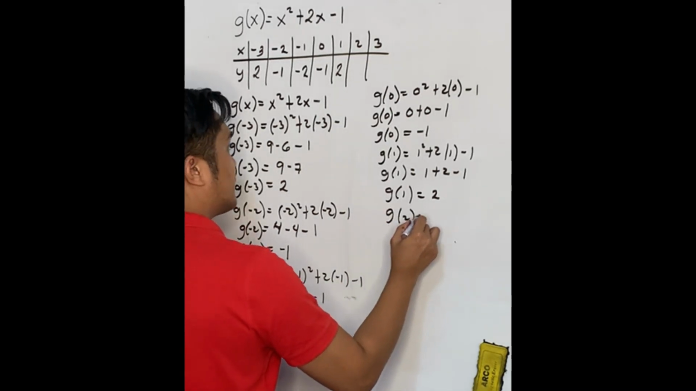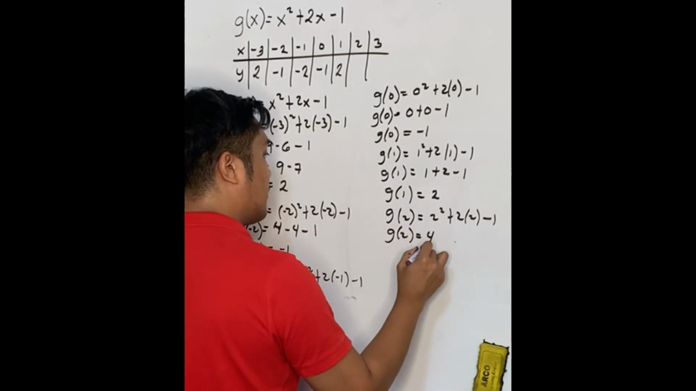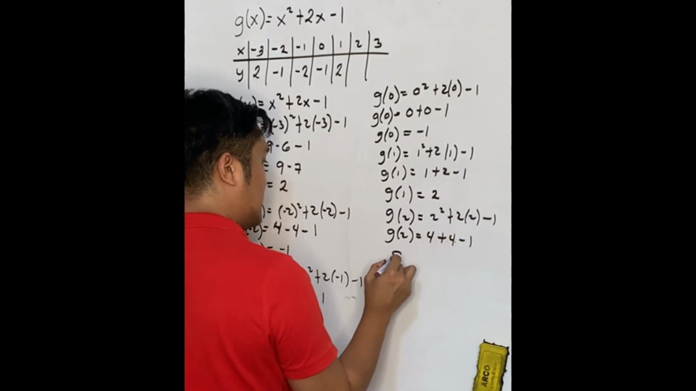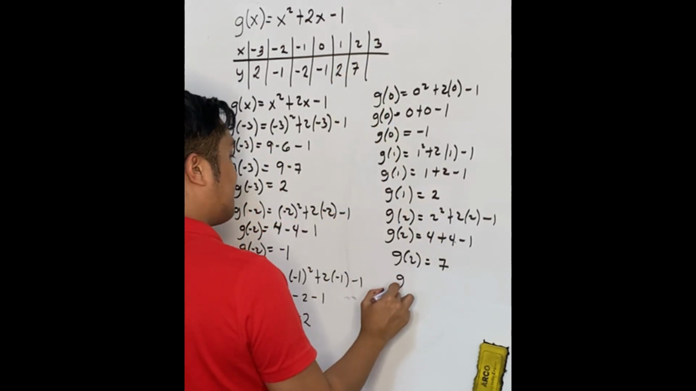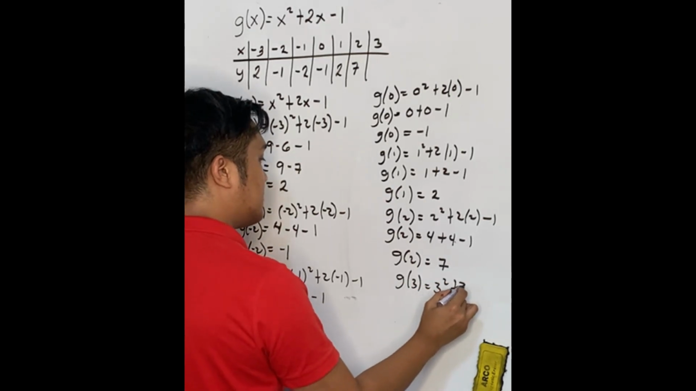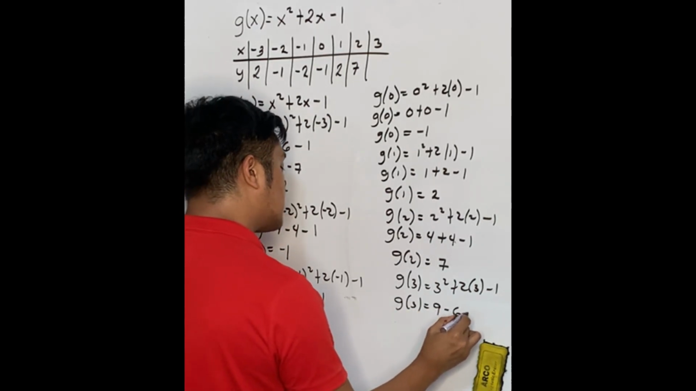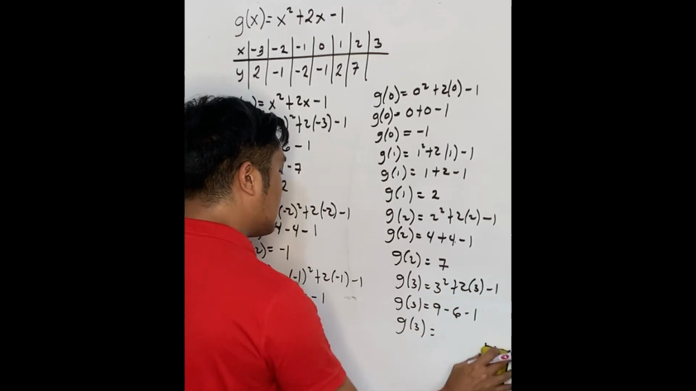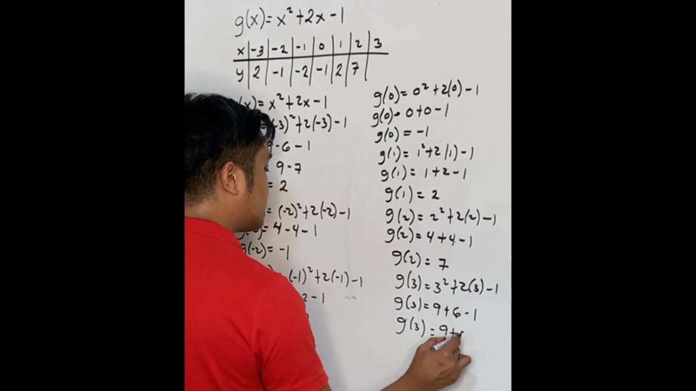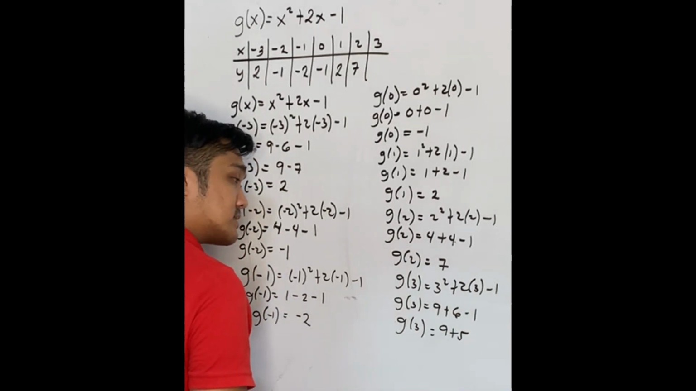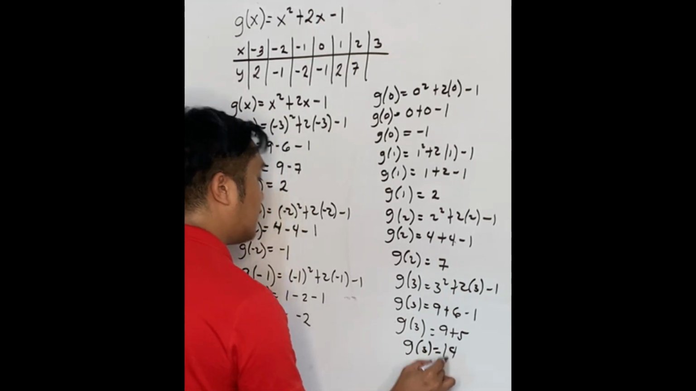Now let's have g of 2 is equal to 2 squared plus 2 times 2 minus 1. g of 2 is equal to 4 plus 4 minus 1. g of 2 is equal to 7. g of 3 is equal to 3 squared plus 2 times 3 minus 1. g of 3 is equal to 9 plus 6 minus 1, which is 9 plus 5. g of 3 is equal to 14.